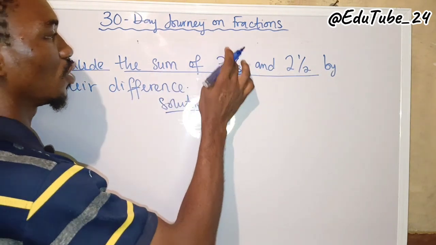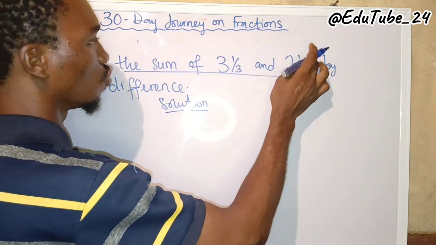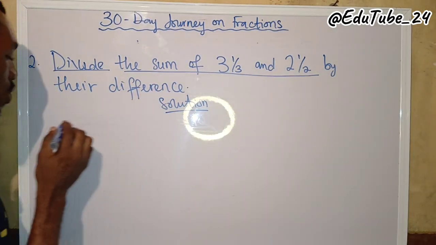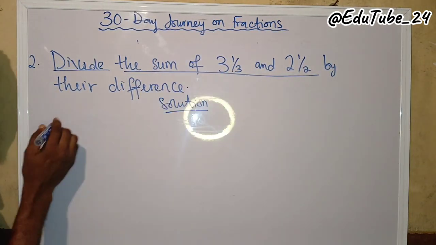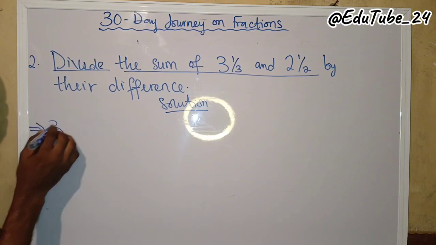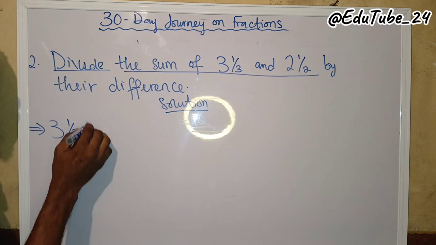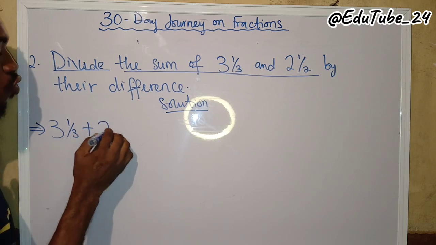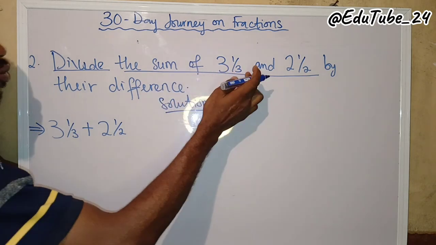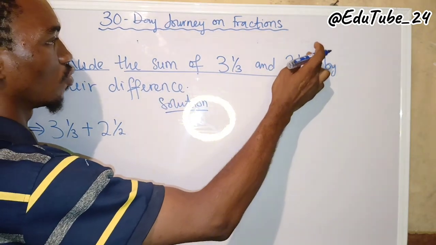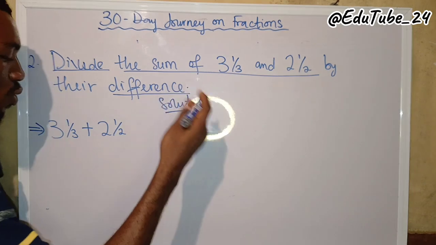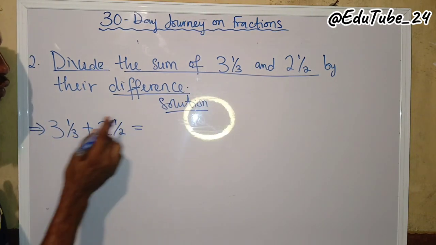The sum of 3 whole number 1 over 3 and 2 whole number 1 over 2. Sum in mathematics means addition. So we are going to interpret it mathematically as 3 whole number 1 over 3 plus 2 whole number 1 over 2. So divide the sum of 3 whole number 1 over 3 and 2 whole number 1 over 2 by their difference. We come back to this last instruction later. So now let's first of all solve this.